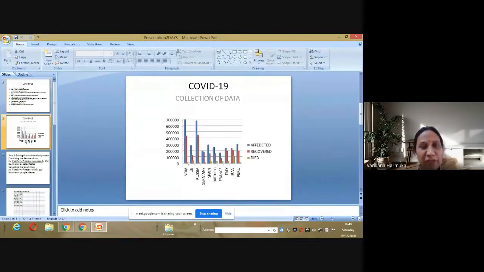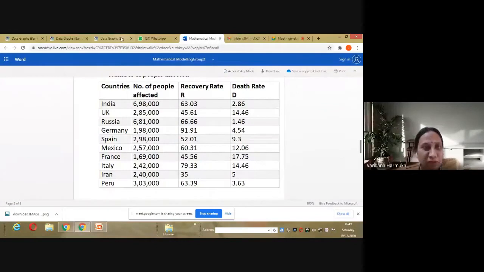So these are the things we have taken. We have drawn bar graphs for the number of people affected, then the number of people recovered, and number of people died. It is a comparative bar graph, a triple bar graph. You can see the blue bars are showing the people affected in that country. Then red shows the recovered, and the green one shows the people died. So we can do a comparative study based on this bar graph, and then suitable measures can be suggested or can be taken.